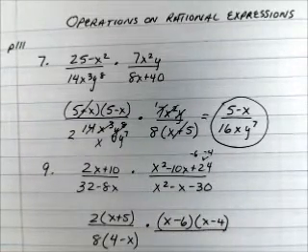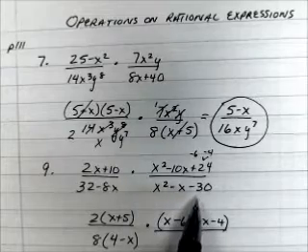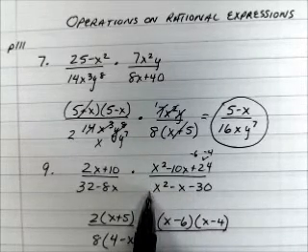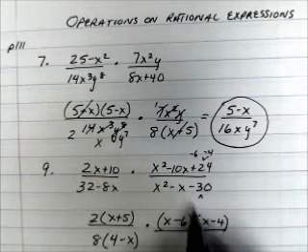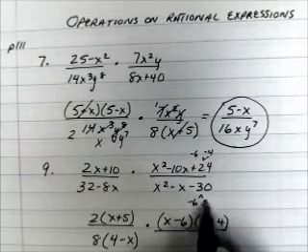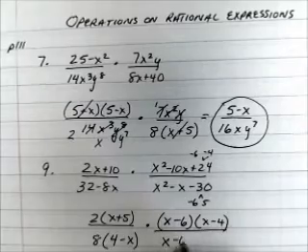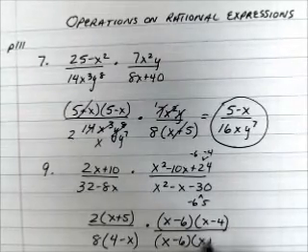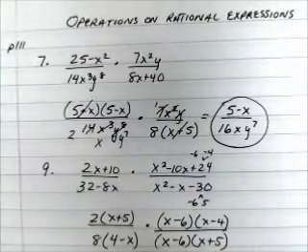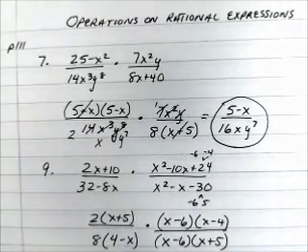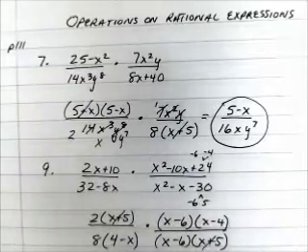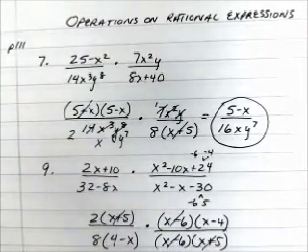The trinomial in the denominator, again, this is a simple factorization of a trinomial because the lead coefficient is 1. So we're looking for the factors of negative 30 that add to negative 1. That would be negative 6 and 5. So x minus 6 times x plus 5. Now that everything's factored, divide out common factors. The x plus 5s divide out, the x minus 6s.